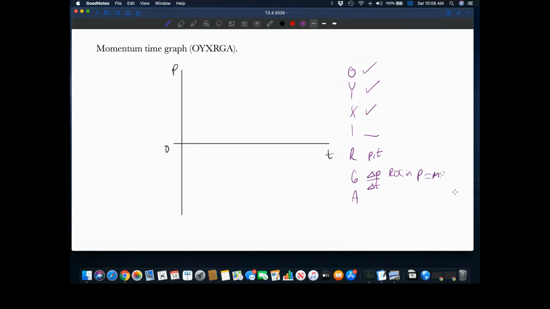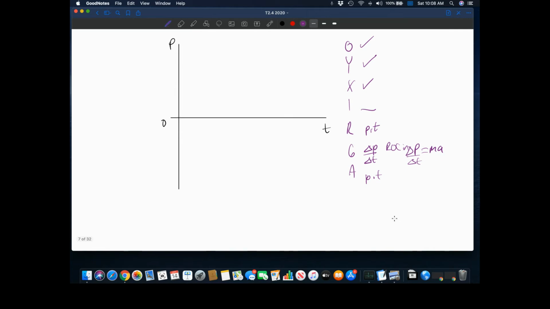And we know that happens to be equal to ma. So delta p over delta t is ma. And the area is going to be momentum times time. And so let's see, if we did this as a formula, it's going to be mv times t. So kilogram meters per second times seconds is kilogram meters. And so it's kind of like mass times delta x. That's an unknown quantity, but that is what it's equal to.